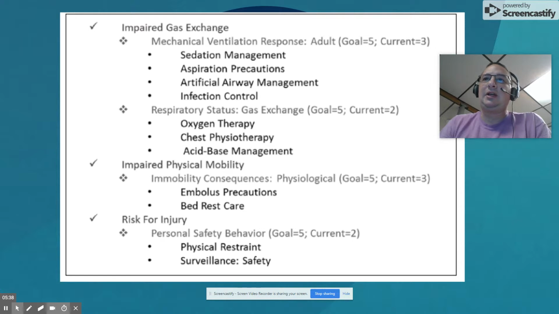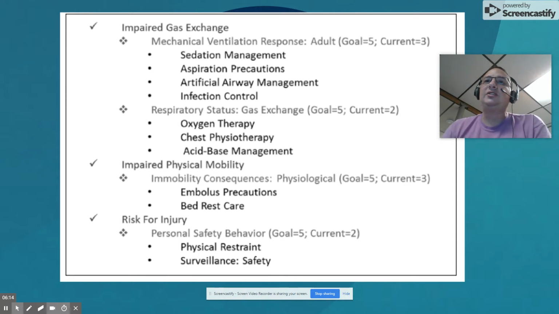So if we look at impaired gas exchange and mechanical ventilation, impaired gas exchange would be our NANDA with our outcomes of improving mechanical ventilation response. And how are we going to do that? What are our interventions? So sedation management, aspiration precautions, infection control. We could be looking at respiratory status, which would be gas exchange, and interventions of our oxygen therapy, our chest physiotherapy, making sure our acid base management is appropriate.